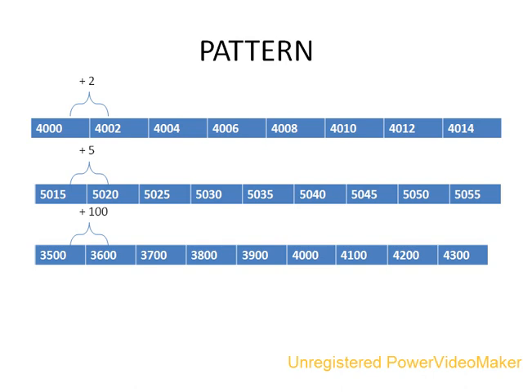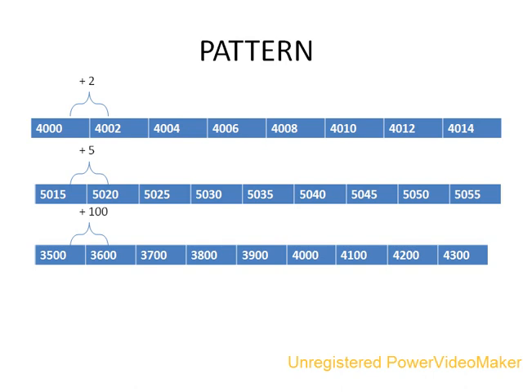Again you add it with 5, you will get 5055. In this way you can find the other pattern. Next question, 3506, then 3600, then 3700. So what you find is that the number is increasing in the form of 100. So add 100 with the next digit. So it will become 3800, then 3900.